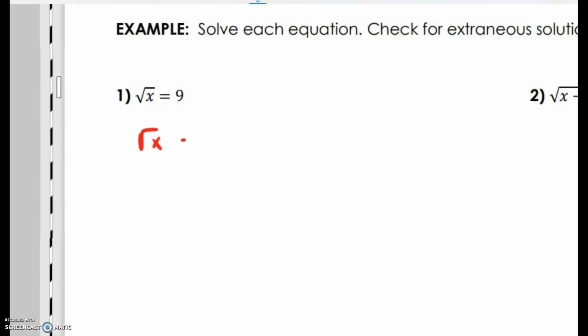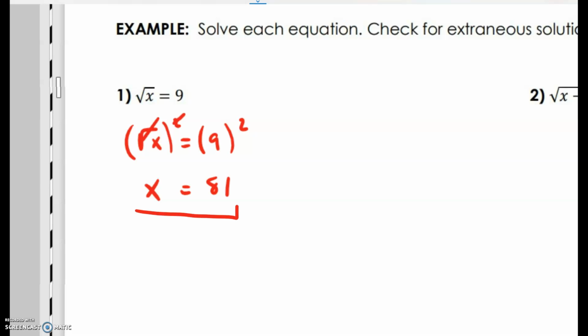So square root of x equals 9. I am raising both sides to the second power. I'm just squaring both sides. The purpose of doing that is to get rid of our radical symbol. Those are inverse operations, and we're left with an x. And then on the other side we have 9 squared, which is 81. So the square root of what number is equal to 9? Well, the square root of 81, right? So this here is the answer we're looking for.